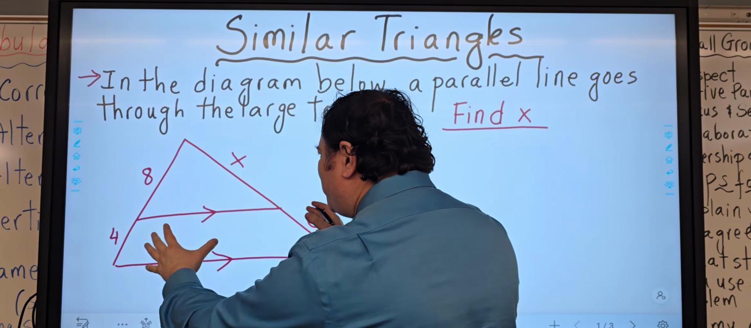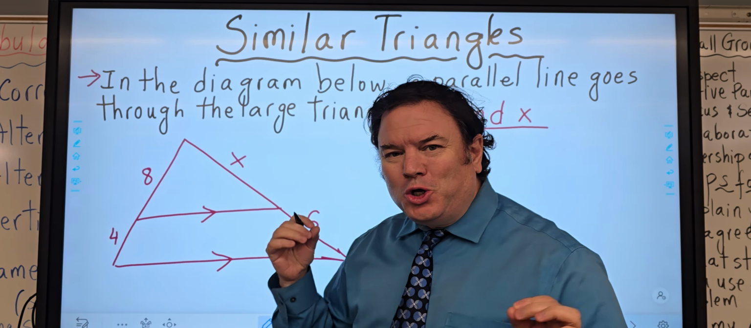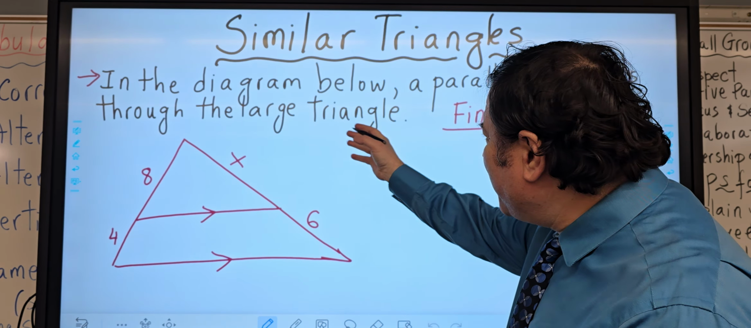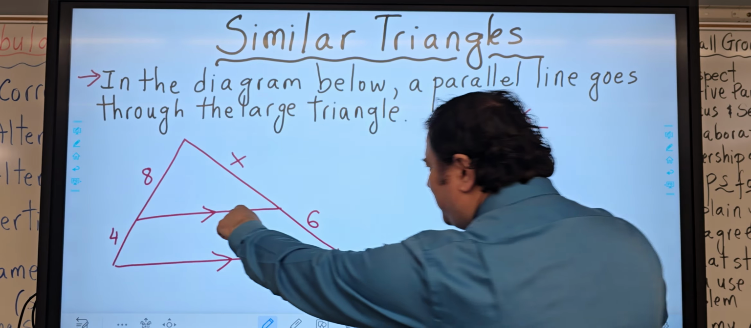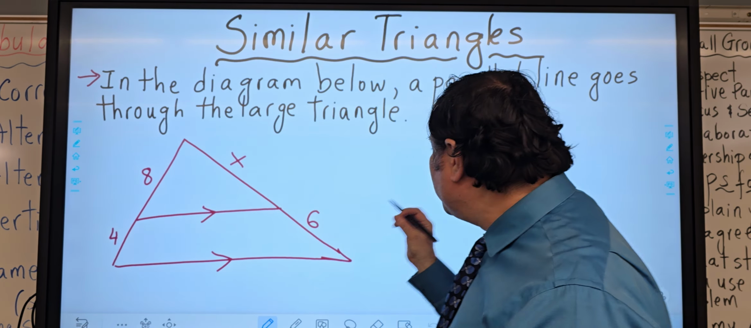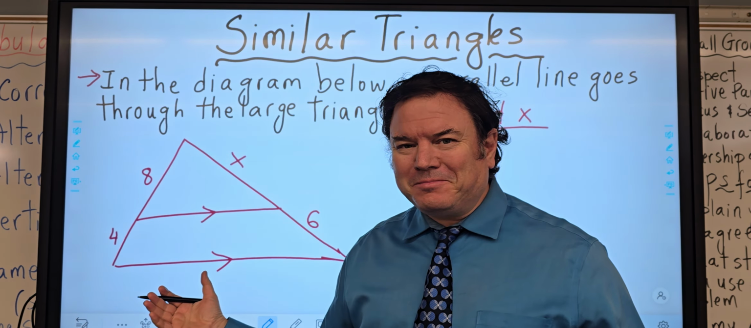Can you find the missing side using similar triangles? Look at this shape here and see if you can find x using similar triangles. In the diagram below, this line and this line are parallel, and they are asking us to find x. How can you do that?